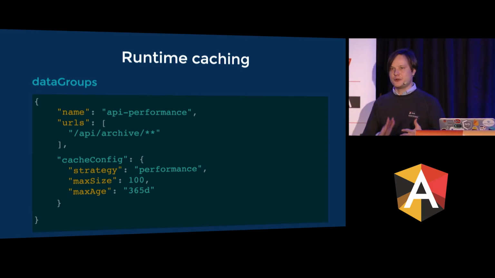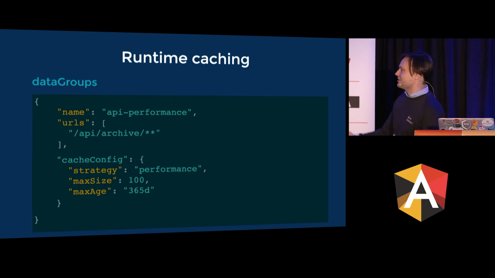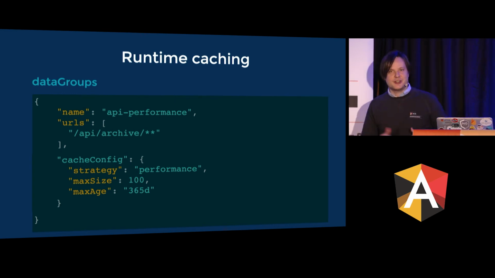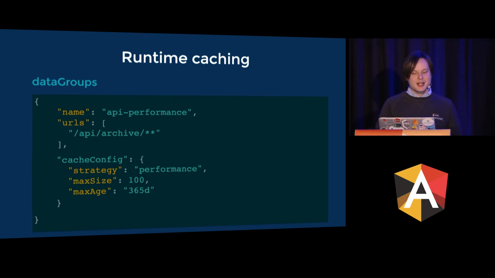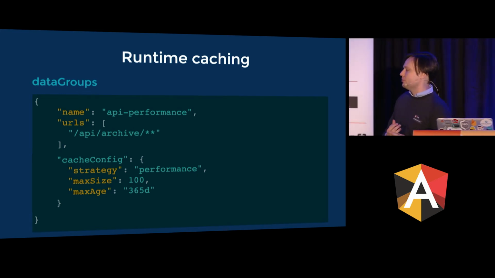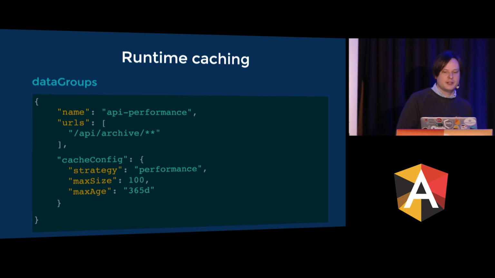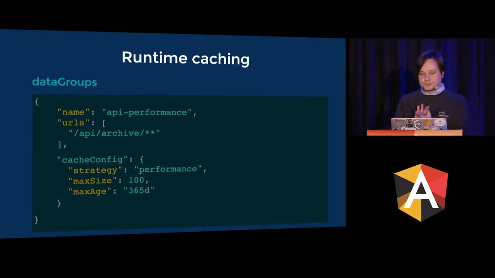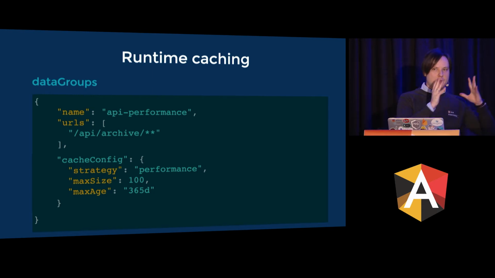Second strategy is performance, and it's a much more conservative strategy, right? For example, for API slash archive slash something, it might be the case when we don't even want to go to a server each time to check if there is something new. Awesome. It was about caching for application shell and for runtime.